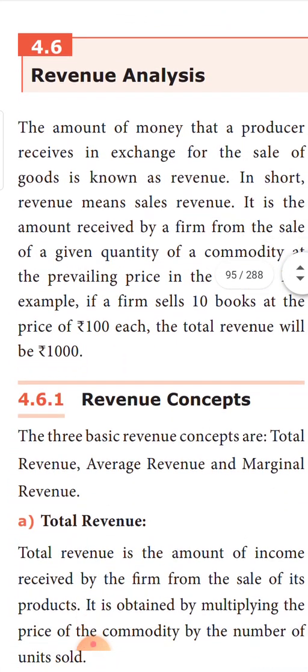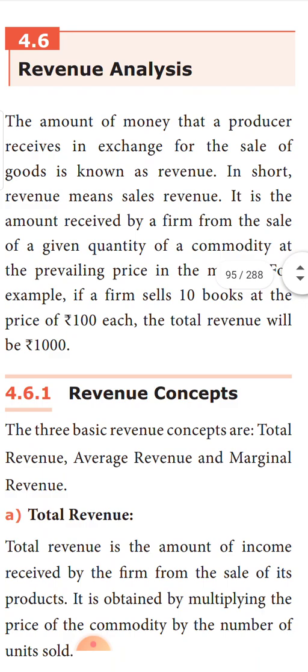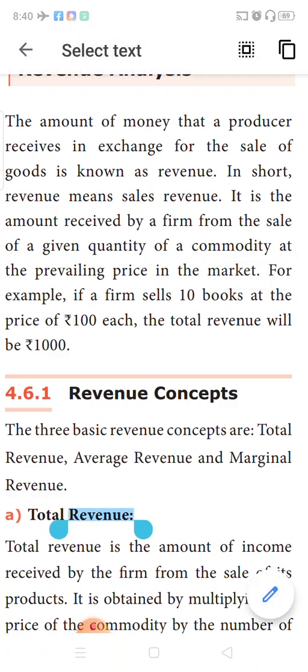Before going to that, we need to understand what revenue means. Revenue is the money that the producer or the seller receives when he is selling the commodity. When the seller is selling the commodity, the amount of money that he gets out of the exchange of goods and services is called revenue. In short, it is nothing but sales revenue. When you sell a commodity, the income that you get is revenue.